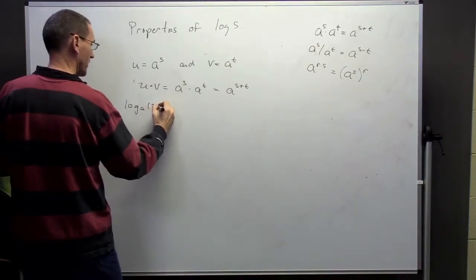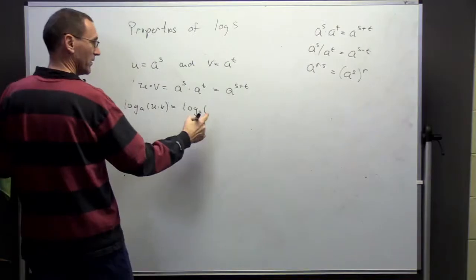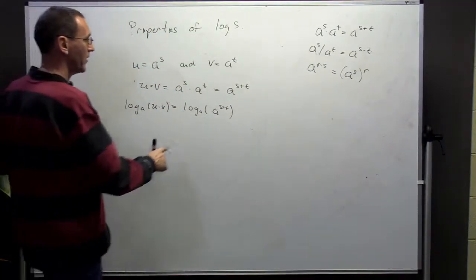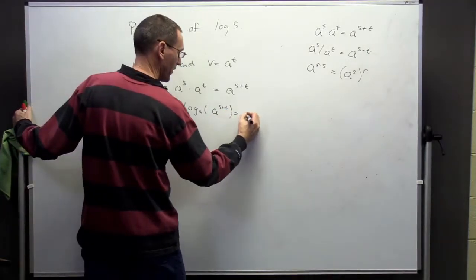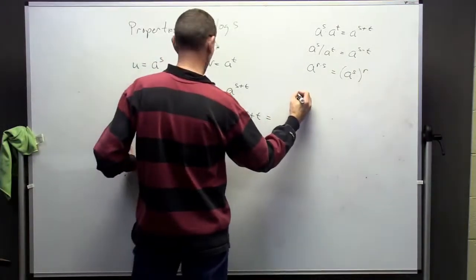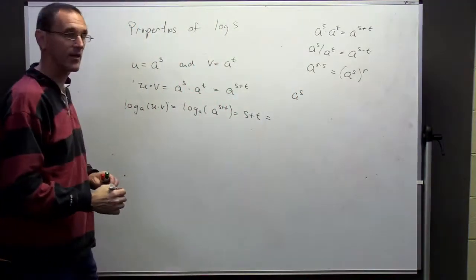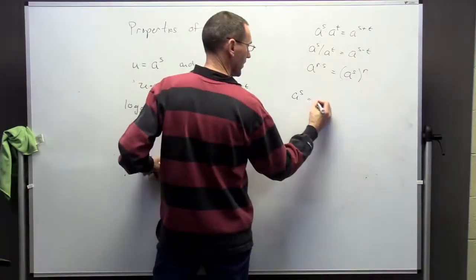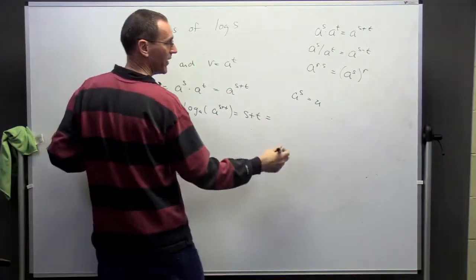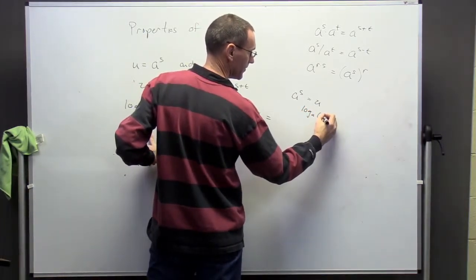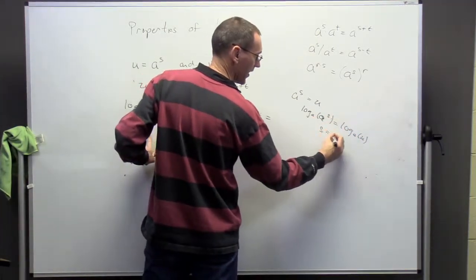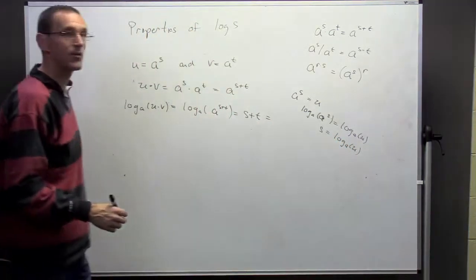So I take the log base a of u times v. That's going to be log base a of this number, like so. And now, because these are inverses, log base a of a to the something is going to be the something. And now what is s? Well, notice what we have: a to the s there, and we know that's equal to u. If I want to get what s is, I can take the log base a of both sides, and log base a of a to the s is just s. So that says that s is equal to log base a of u.